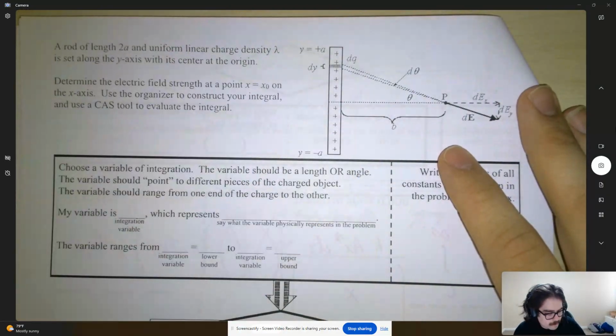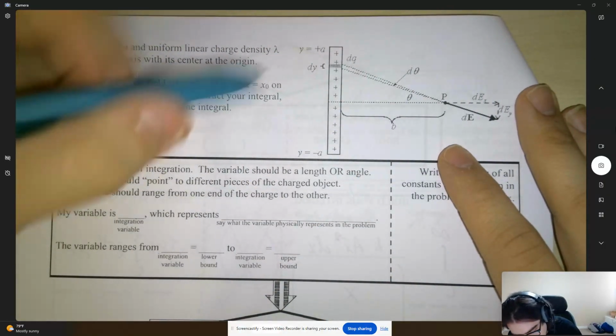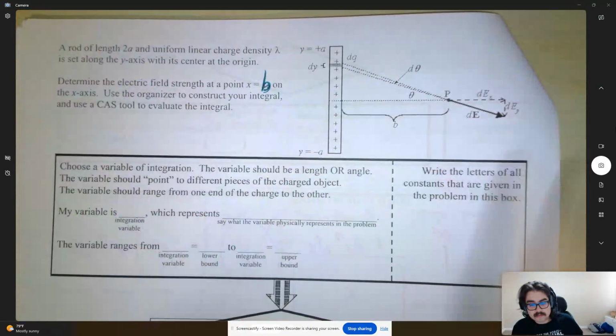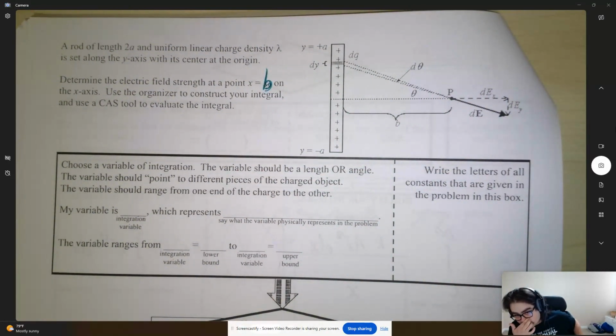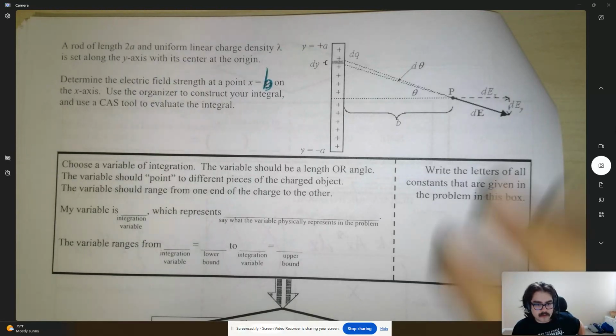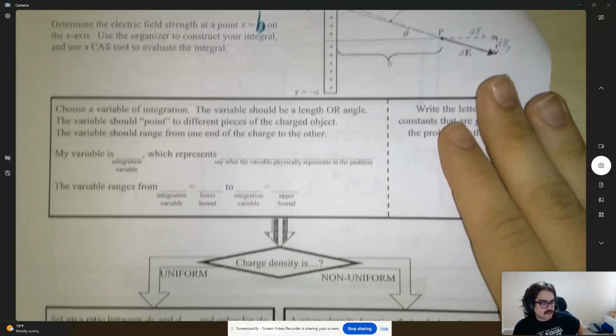It actually should say b. It should be a point x equals b because you're at a distance b from there. So there's a little error right there. It should be x equals b on the x-axis. Use the organizer to construct your integral and use a CAS tool. Okay, so let's construct it.